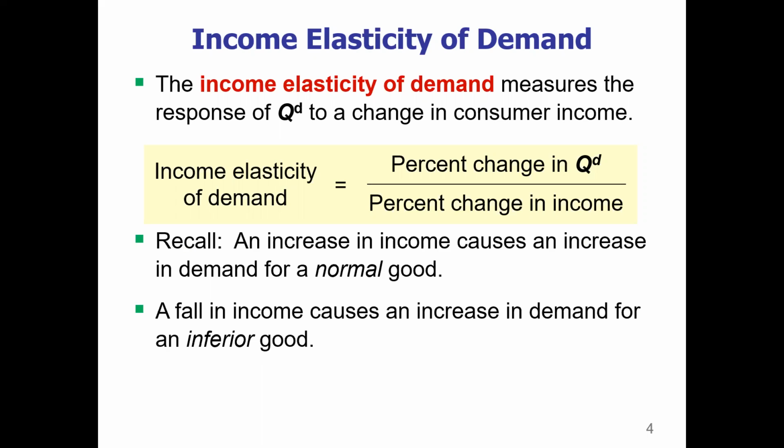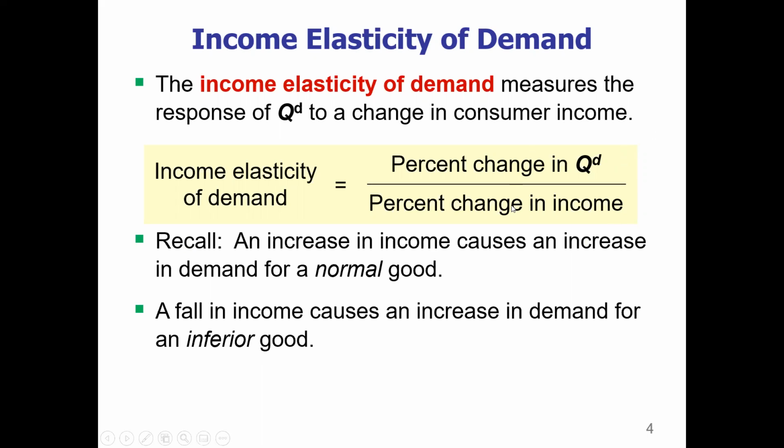It could be bus travel. If people earn more, they may start to get the bus gradually less. And if people earn less, income goes down, the quantity of bus travel demanded might begin to rise.